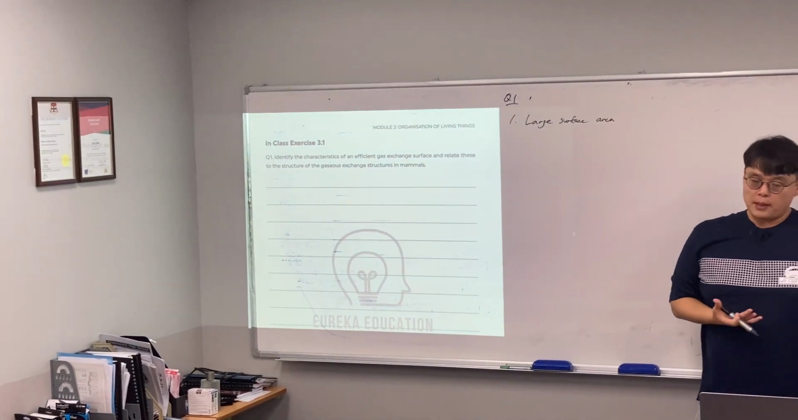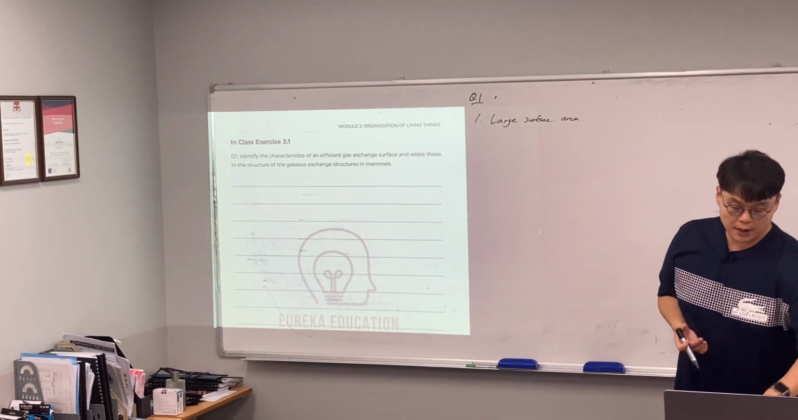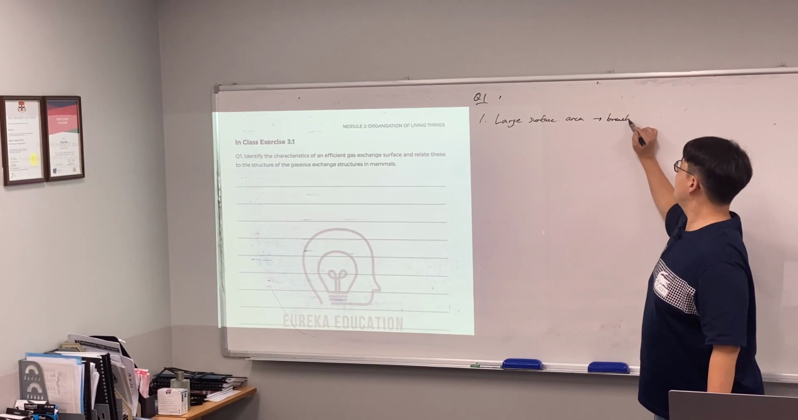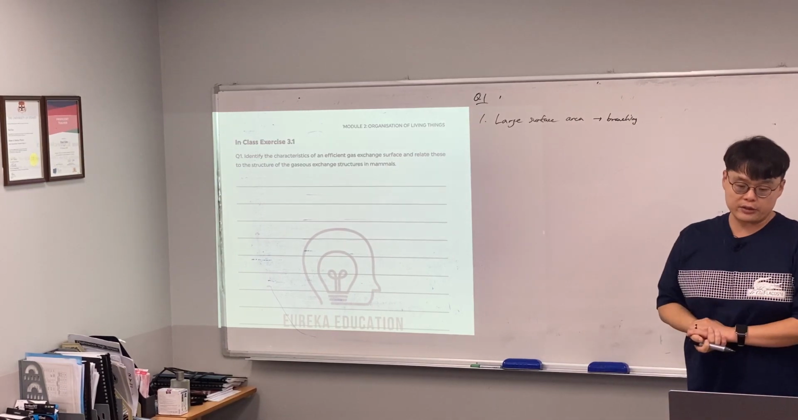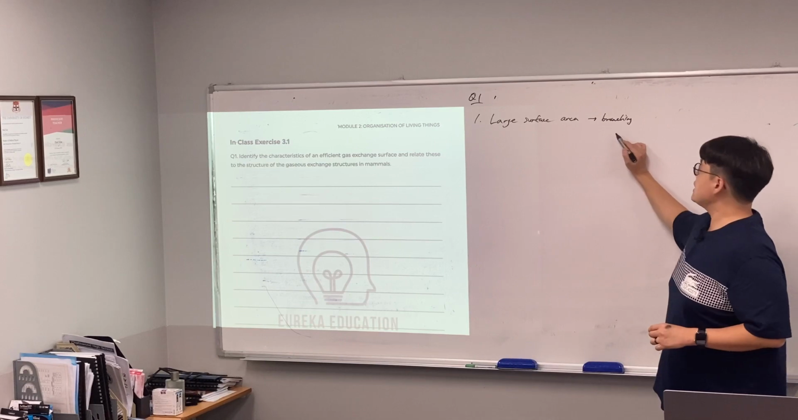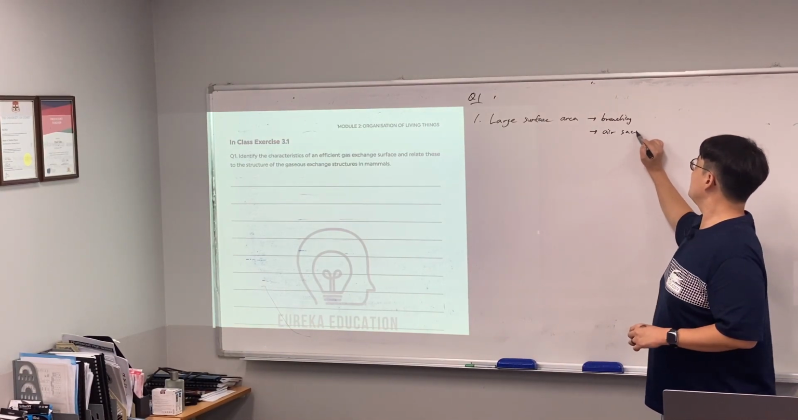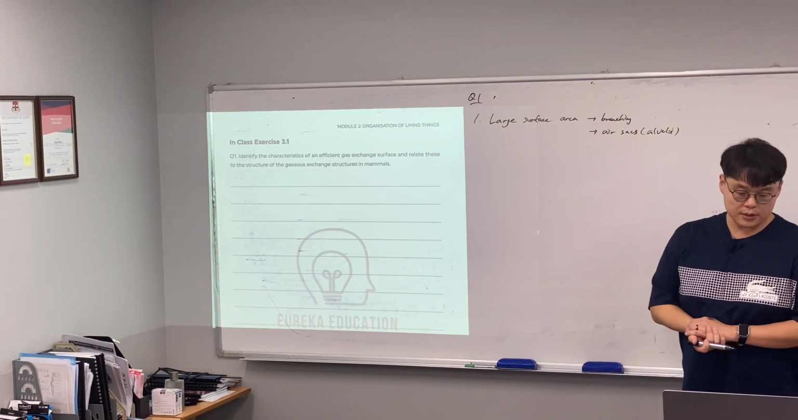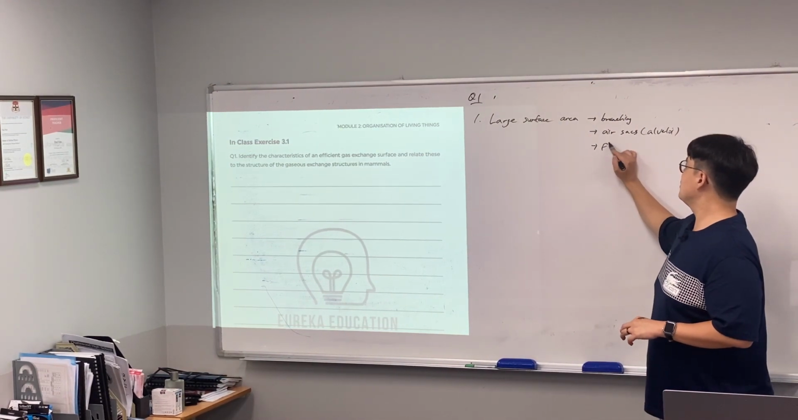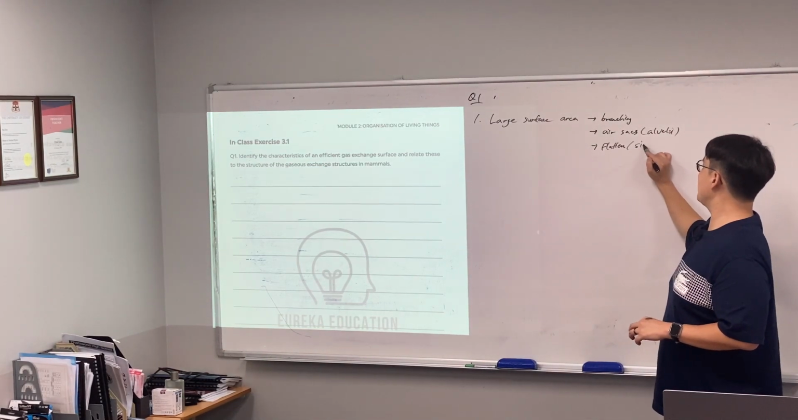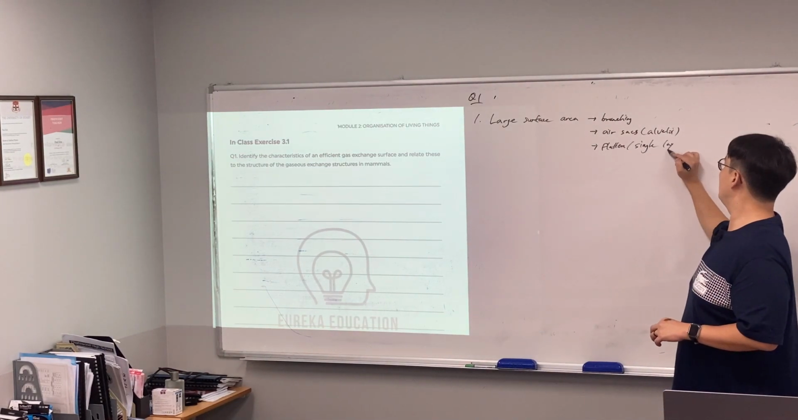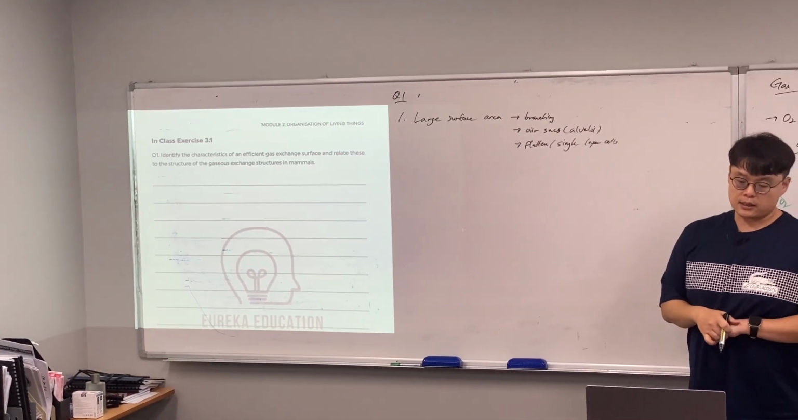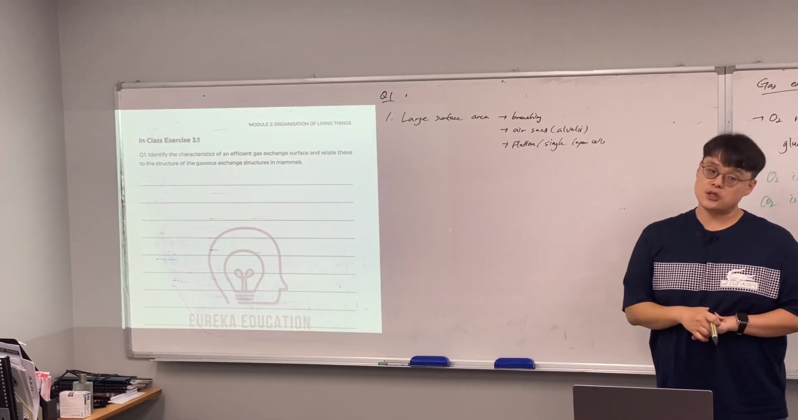For mammals, what could give them the big surface area? First of all, the branching, like the trachea and the bronchi, and we have millions of tiny air sacs, also known as alveoli. Millions of those. Okay. We also have flattened, single layer cells, which maximizes this, and that's really efficient for gas exchange.